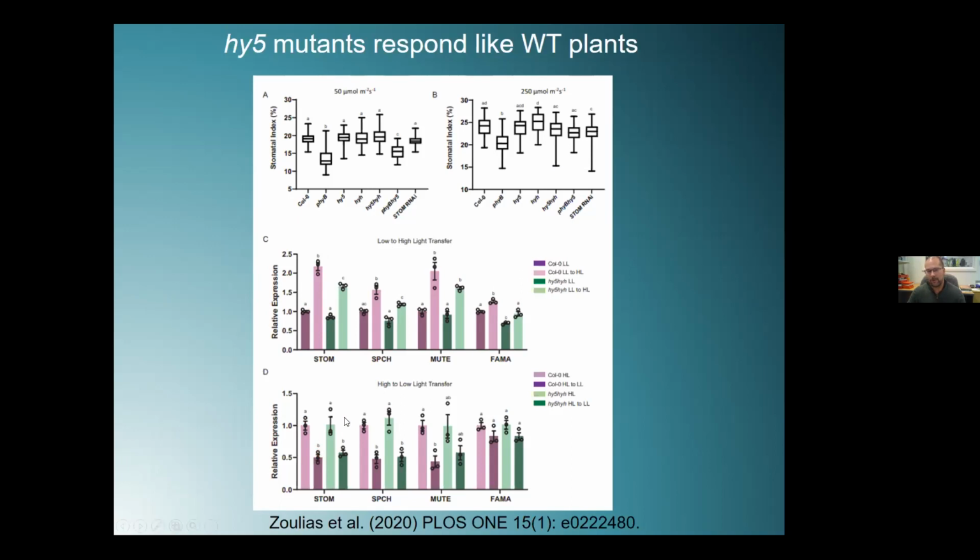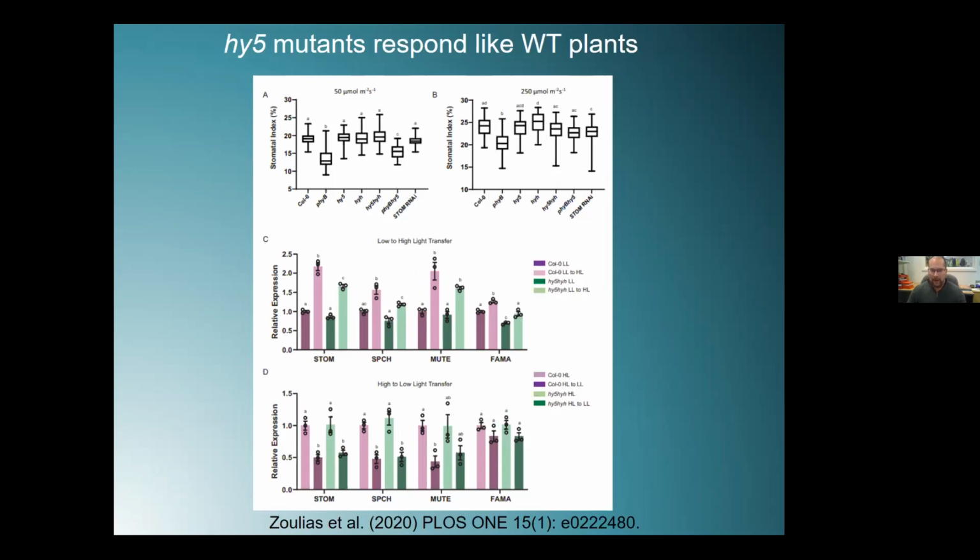And this is a wild type plant. And speechless goes up when you move to high light, mute goes up when you go to high light. And again, both of them go down when you move from high light to low light. And the high-5 HYH double mutant was essentially responding very similar to the wild type.